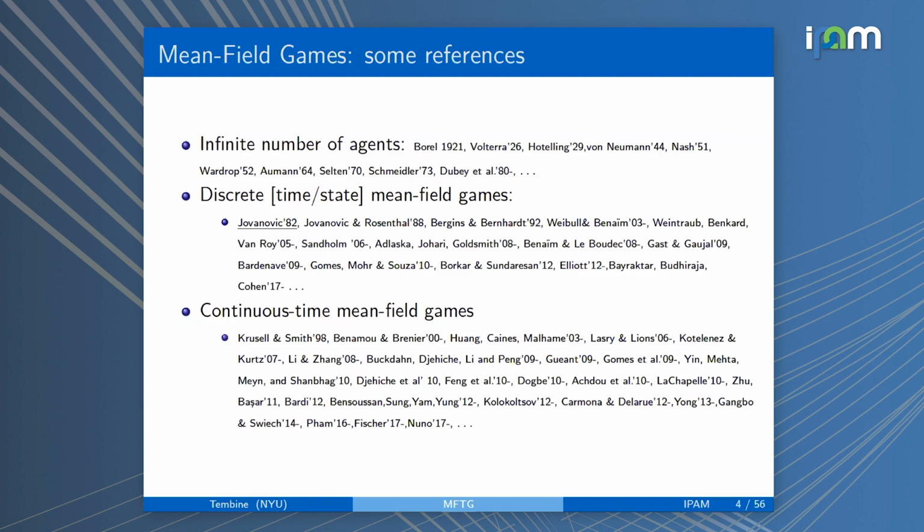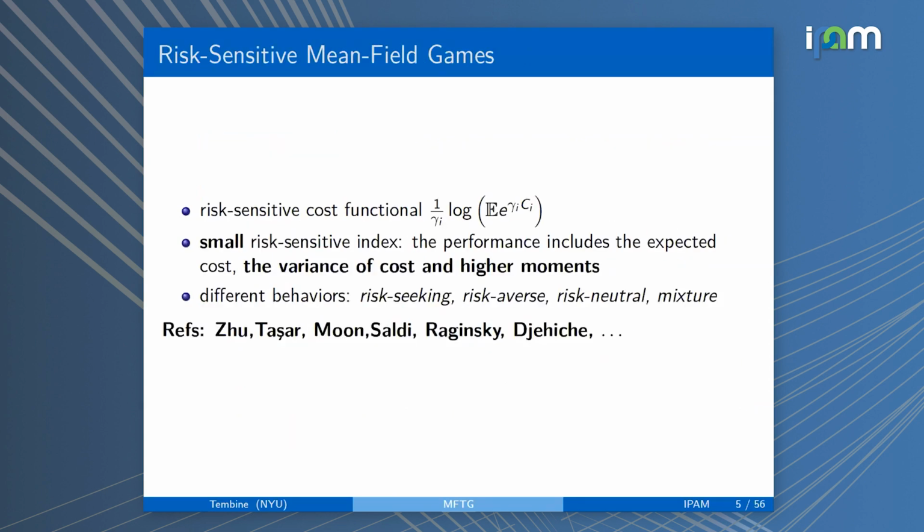All right, so the idea of risk-sensitive mean field games starts with this functional, which is the exponentiated long-term cost. You take a long-term cost, that is C_i. Gamma is the risk-sensitive index of agent i. We have here a finite number of agents. So you exponentiate the cost and then take the expected value of it and then take the log of it. 1 over gamma is a normalization.